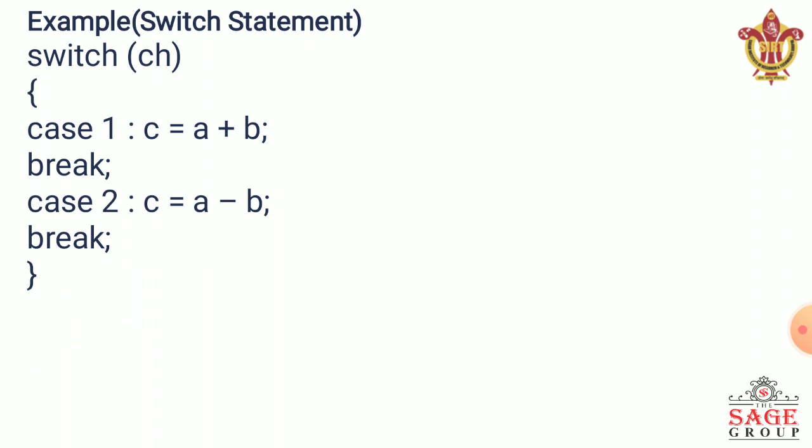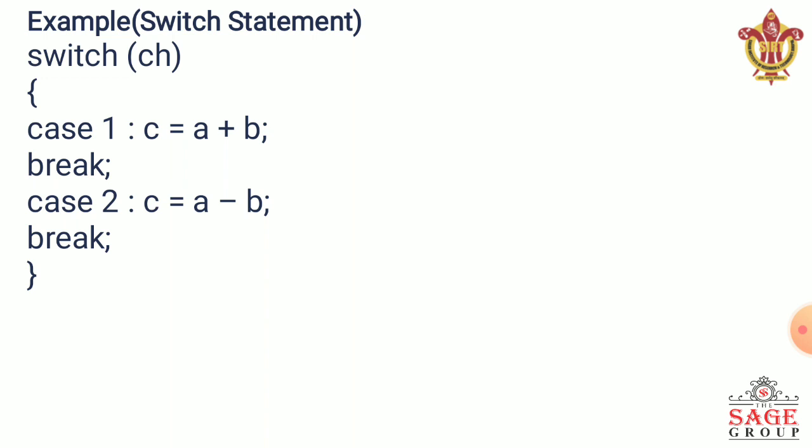ch can be compared to a case value. If ch equal to 1, then case 1 works. If ch equal to 2, then case 2 works. And only one situation can be executed here.